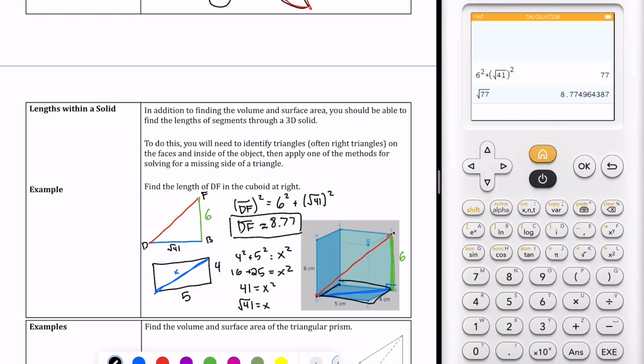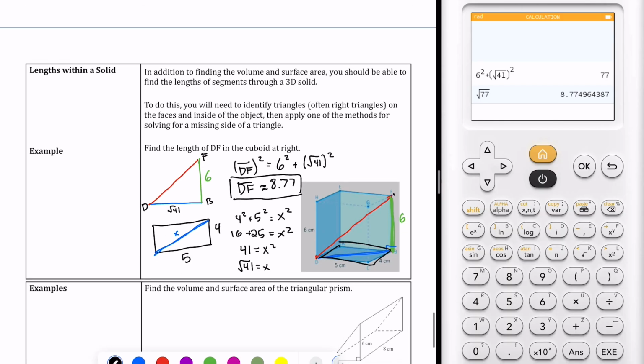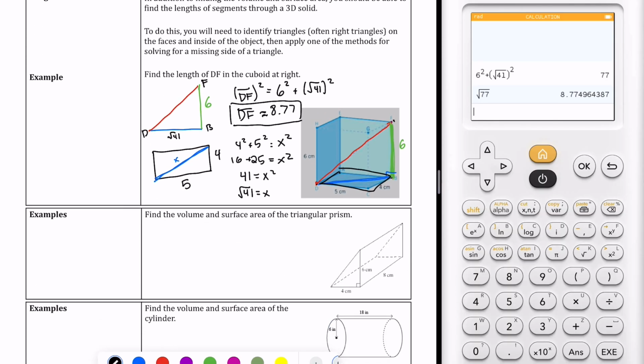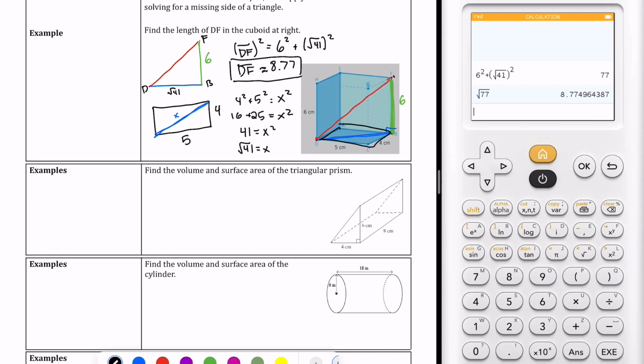And then back to just some more simple examples of using the volume and surface area formulas. So if we have this triangular prism and we want to find the volume, it is going to be base area times height. So we have these right triangles and we have a base and we have a height. So we can do 1/2 base times height. So 1/2 times 4 times 6.